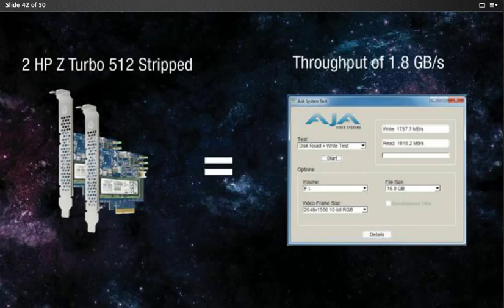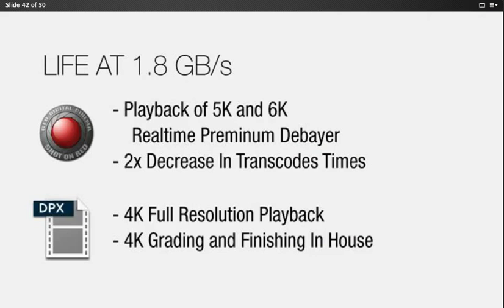So what does that mean? Basically, when we're looking to play back 5K or 6K material, if we're using the Z Turbo drives, in association with the K6000 and the best processors, we get real-time premium debayering at that resolution, which is pretty incredible. We've seen our transcode times decrease.